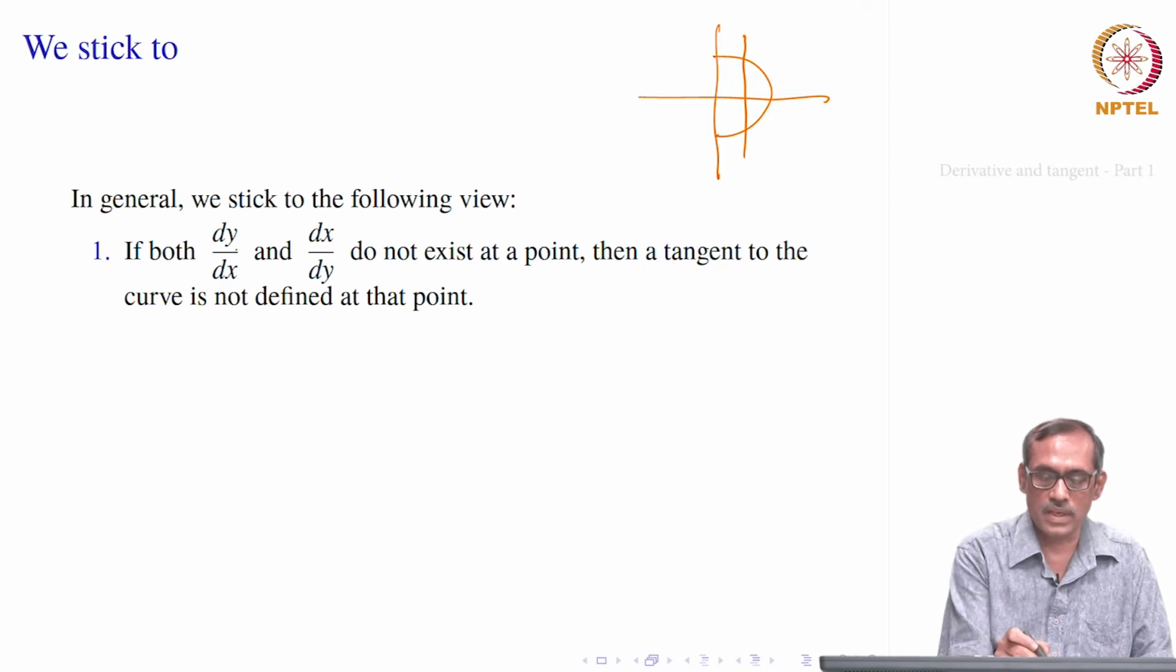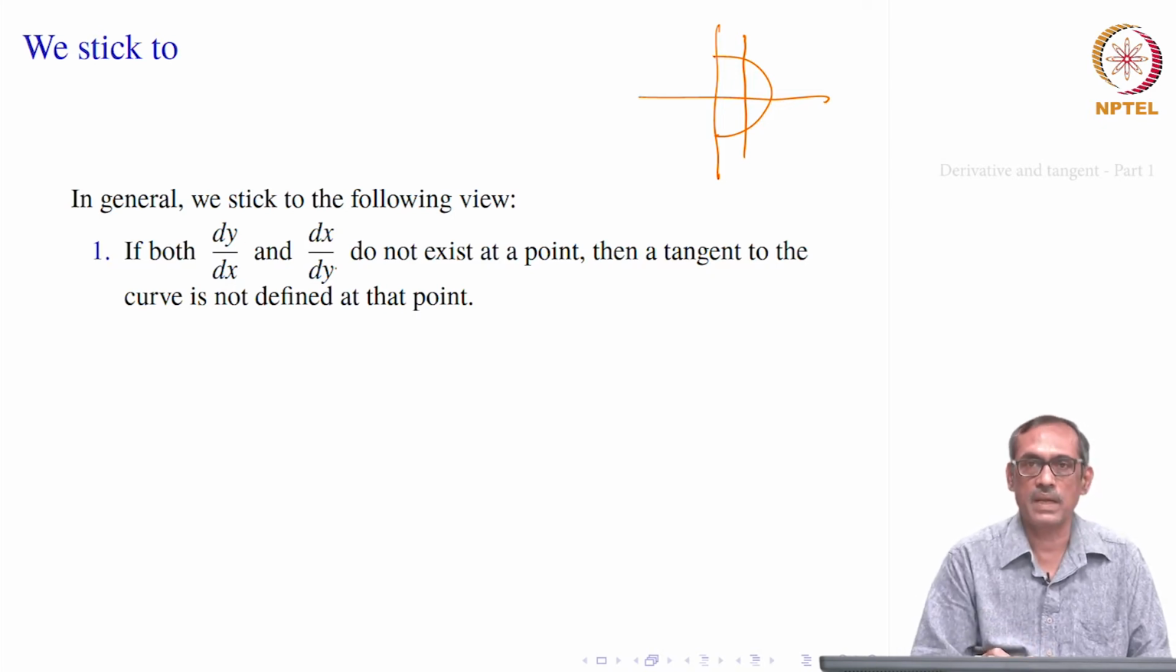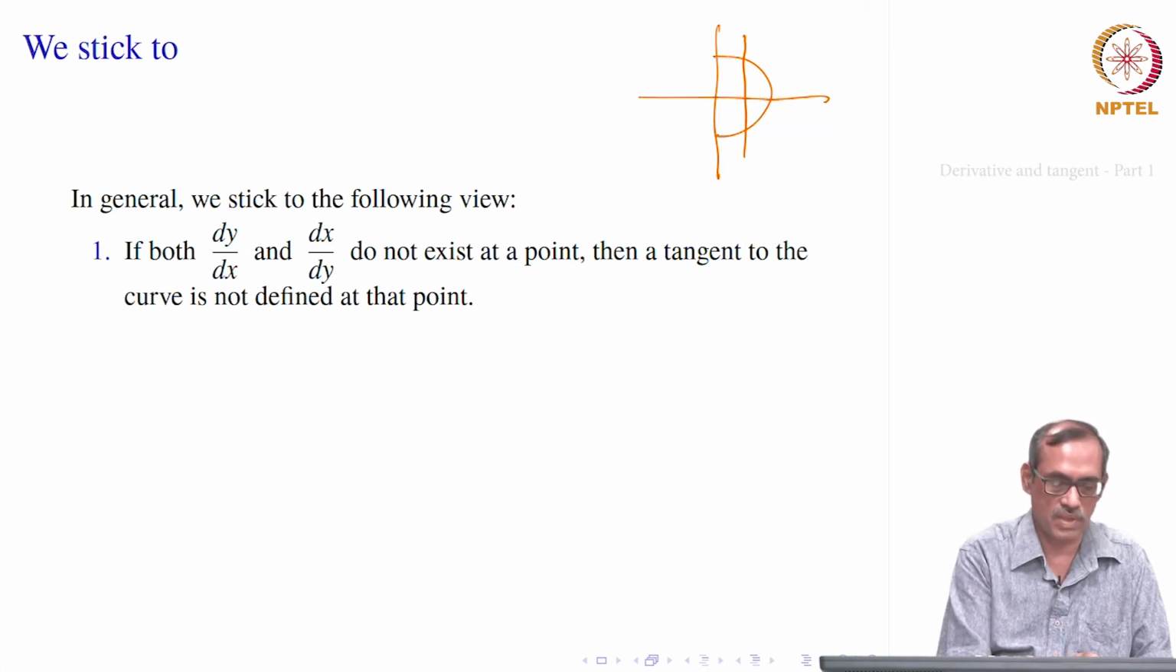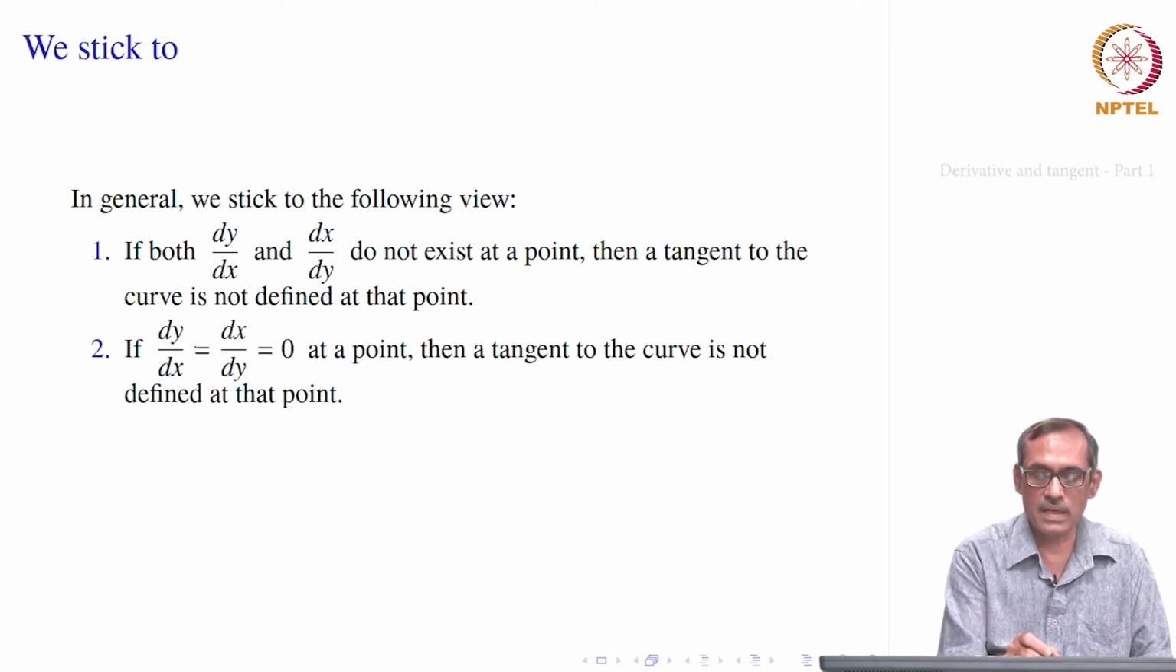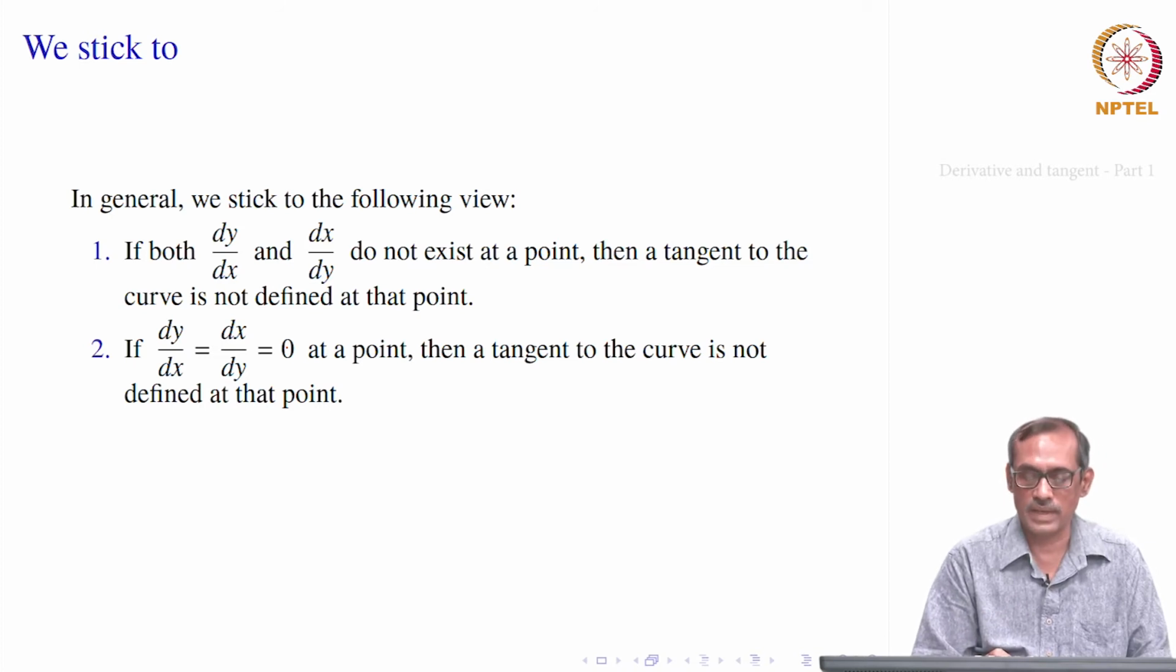Okay, so we are considering both dy by dx and dx by dy. If they do not exist at a point, then a tangent to the curve is not defined at that point. That is obvious from this, and if both of them are 0 at a point, then also a tangent to the curve is not defined at that point, as we have seen for the vertical tangent y equal to f of x.